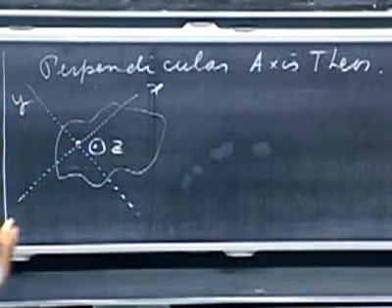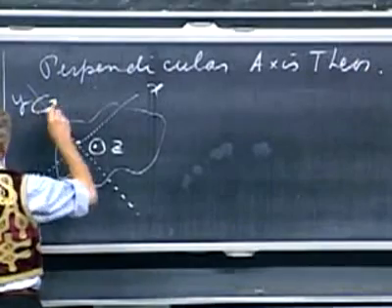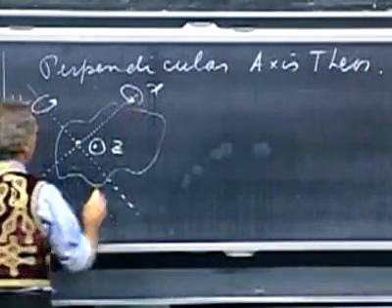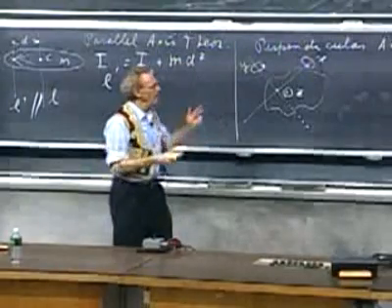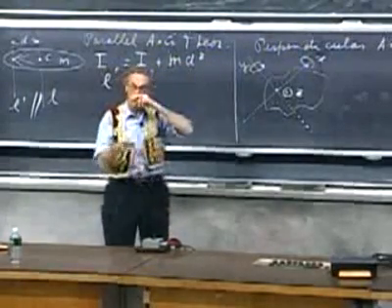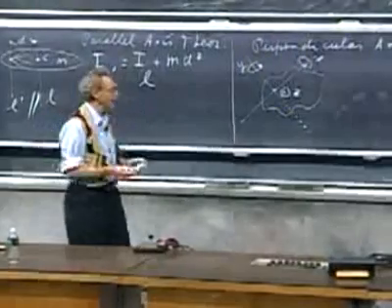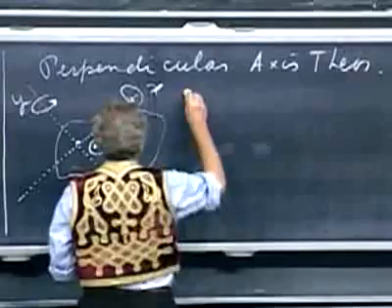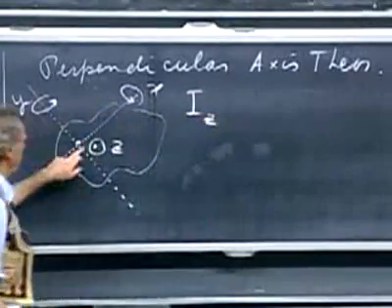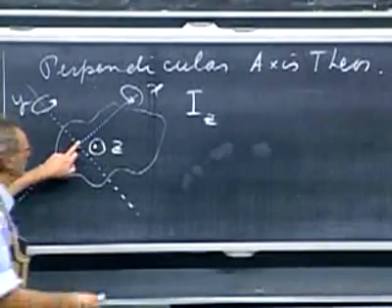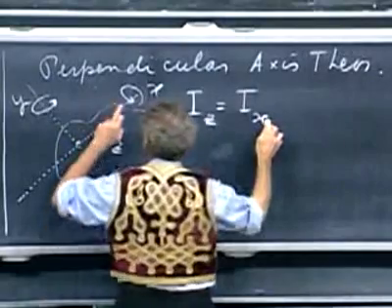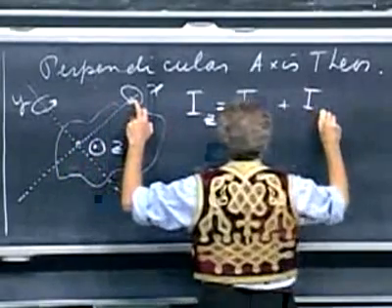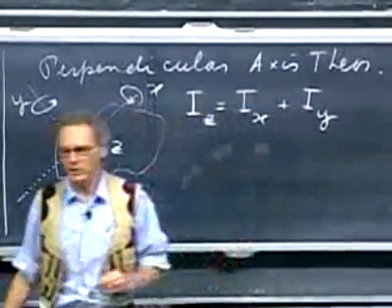I always do that. And so you see that here, x cross y equals z. Now you can rotate this thin plate about this axis. You can also rotate it about that axis. And you can also rotate it about the z-axis. And then the perpendicular axis theorem, which your book proves in just a few lines, tells you that the moment of inertia for rotation about the z-axis is the same as the moment of inertia for rotation about x plus the moment of inertia for rotation about the axis y.